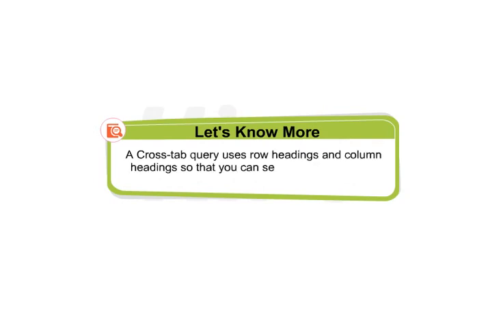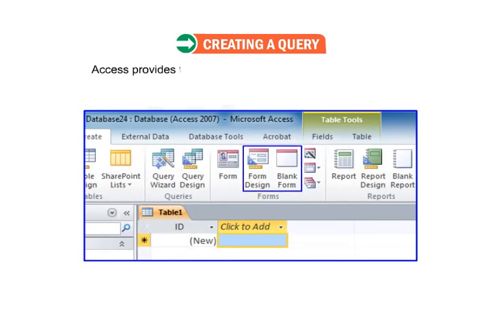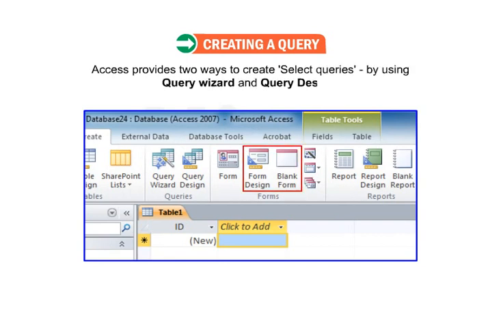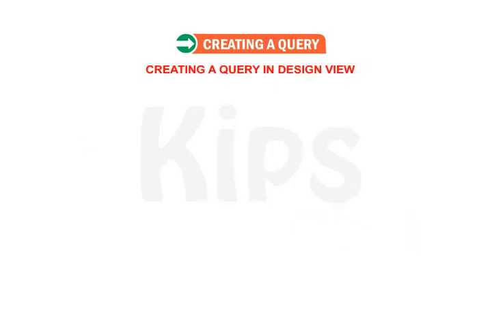Students, let us know more. A cross-tab query uses row headings and column headings so that you can see your data in terms of two categories at once. Alright students, now we will discuss creating a query. Access provides two ways to create select queries, by using Query Wizard and Query Design.